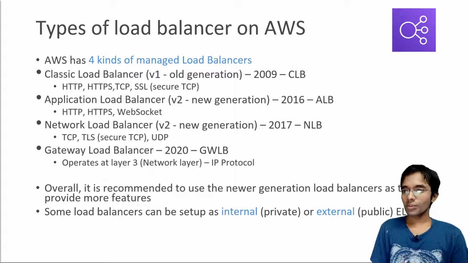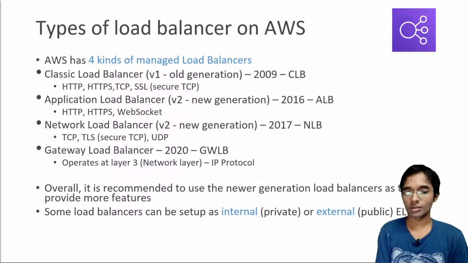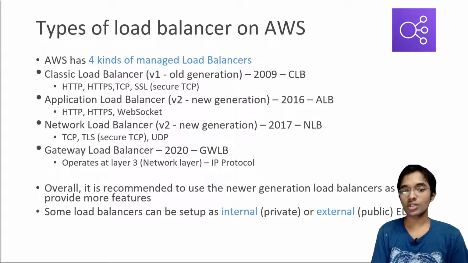So we have four kinds of managed load balancers on AWS. You have the Elastic Load Balancer, which is the old generation, which supports HTTP, HTTPS, and TCP, SSL. SSL is the secure version of TCP. Then you have the Application Load Balancer, version 2, new generation. It supports HTTP, HTTPS, and WebSocket. Then you have the Network Load Balancer, also a newer generation, which supports TCP, TLS, where TLS is the secure TCP, as well as UDP.